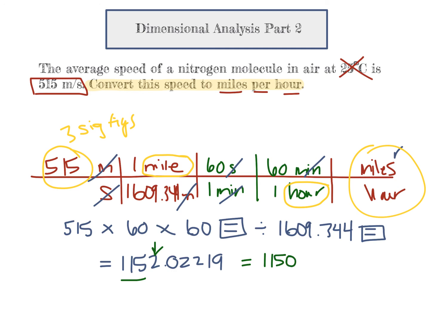Or I can equivalently write this as 1.15 times 10 to the third miles per hour. Please note that for most of these problems, your answers aren't correct if you don't have your units, so make sure that you always write your units. And that's all you need to know to handle dimensional analysis problems where you have a unit that is actually 2 units, like meters per second or miles per hour.